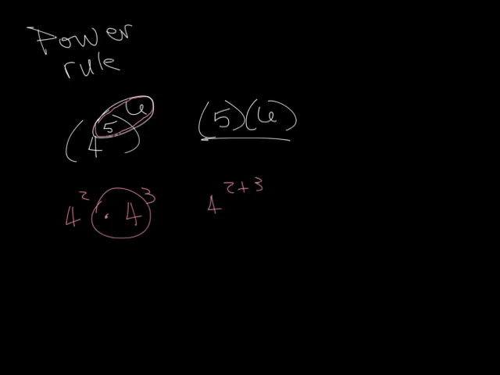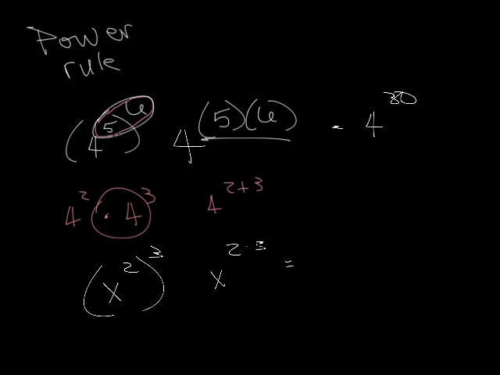And I'm just trying to give you some easy ways to remember how to do this. So you end up getting 4 to the 5 times 6, or 4 to the 30th power. Now if we have an x, we have x squared, and we cube that. That means x to the 2 times 3, which is x to the 6th power.